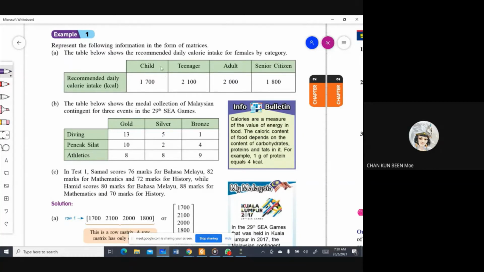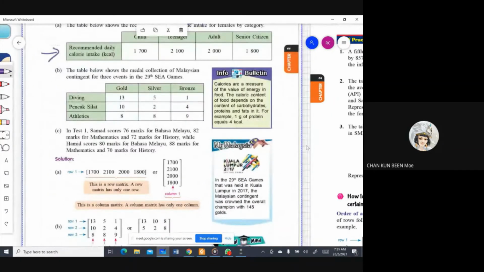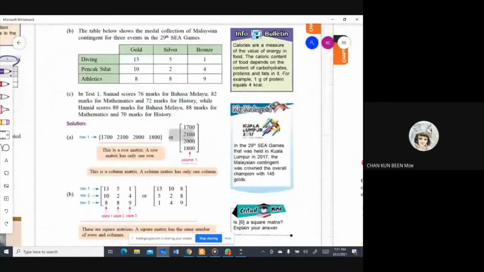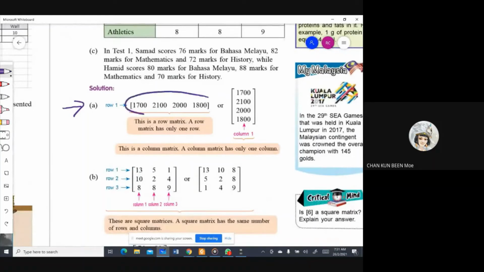They ask you to represent the information in the form of matrices. So for this table here, you can represent it in 2 forms. It's either a row matrix or a column matrix. You can see the given answer down here. So for A, you can represent as 1,700, 2,100, 2,000, 1,800. Or you can represent it using the column matrix like this: 1,700, 2,100, 2,000, and 1,800.